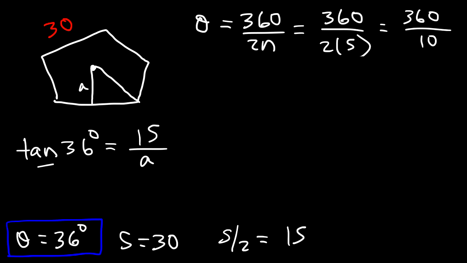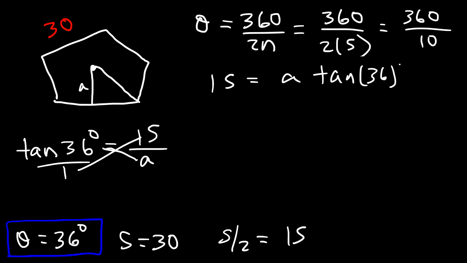So let's calculate the apothem. Let's cross multiply. 1 times 15 is 15, and this is equal to a times tangent of 36. So this is the 36-degree angle, and this side is 15. So now to get a, we have to divide both sides by tan 36.